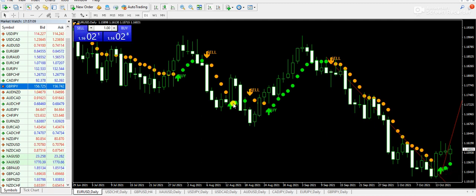So for example, here we have two random signals, buy and buy, here sell and buy, and you can see they are still on the screen. It does not repaint. Once it gives you the decision, it's not going to change its decision unless the pattern changes.